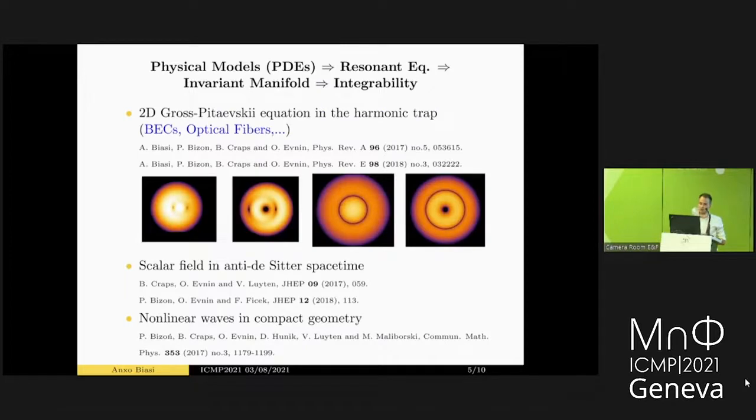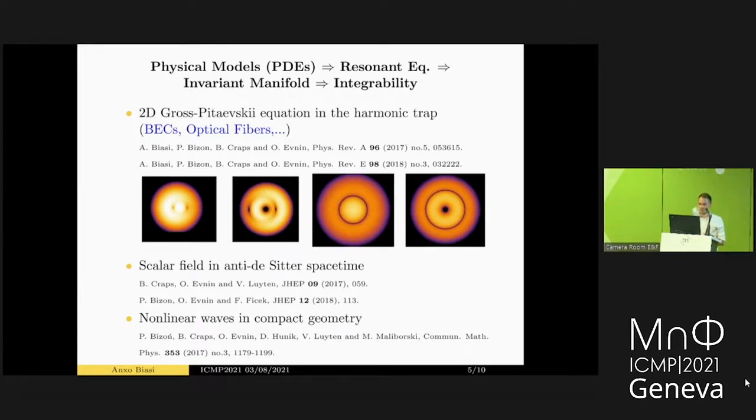The first part, or what we did at the beginning, was we explored different physical systems. We constructed the resonant equation. So from some physical models, we constructed the resonant equation. And for some of them, we found that these resonant equations have an invariant manifold. And in particular, this invariant manifold is integrable, so we can obtain solutions. And we found this property in the context of, for example, the two-dimensional Gross-Pitaevskii equation with the harmonic potential for some models of this, or some restrictions of this equation.